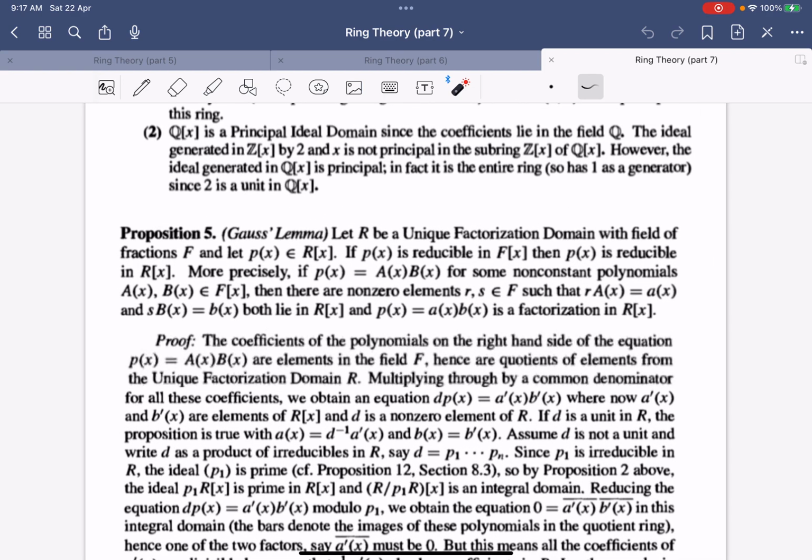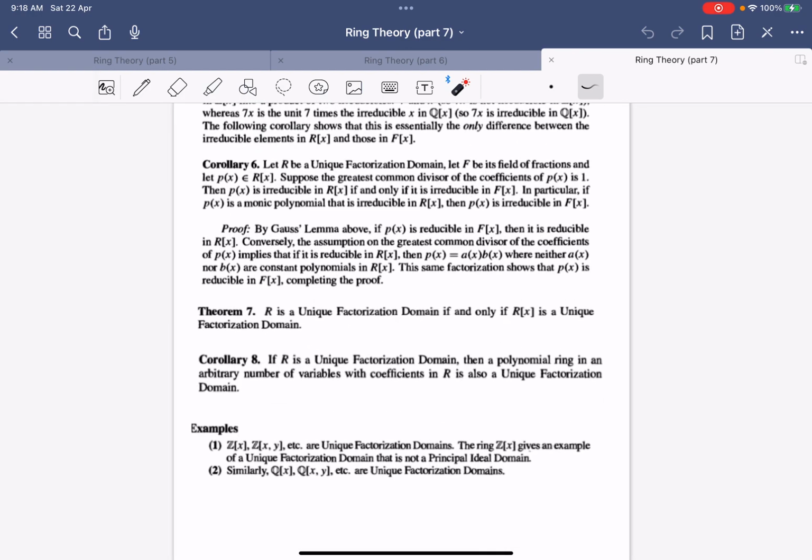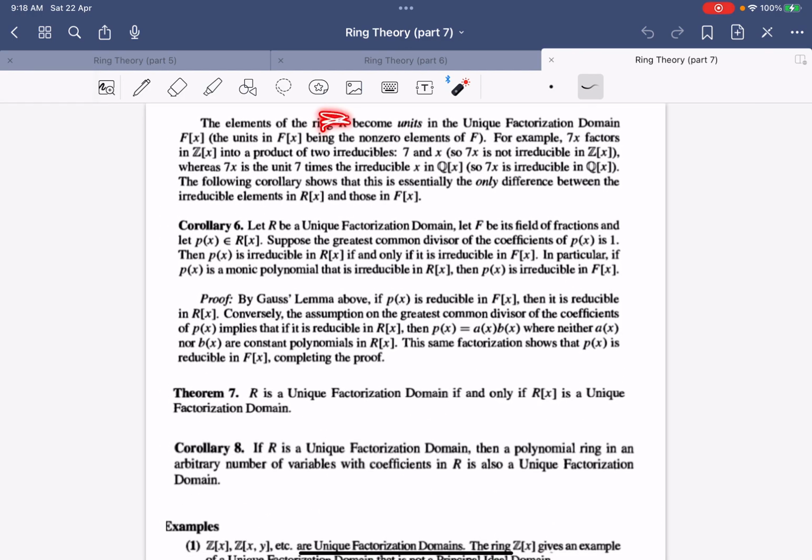So what you need to take note of now in Gauss' lemma, after understanding the proof, is that if you are irreducible in the field polynomial ring, then you are irreducible in your UFD polynomial ring as well. And you are reducible in your UFD polynomial ring as well. And so the units of the ring are the units in this F[x]. And for example, 7x factors into 2 irreducibles in Z[x]. So 7x is not irreducible in Z[x]. But you can see that 7x is the unit 7 times the irreducible x. So this means that 7x is irreducible in the quotient one.